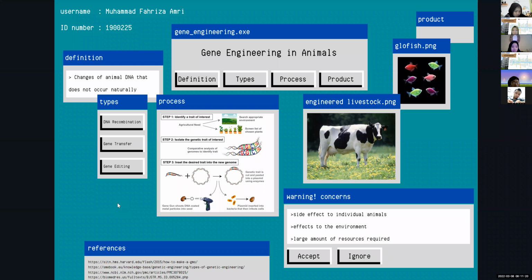Yes. And so the first question is from Dicky. If I summarize the question from Dicky, it will be, can we make our animals more durable for a better future? Is it right, Dicky?